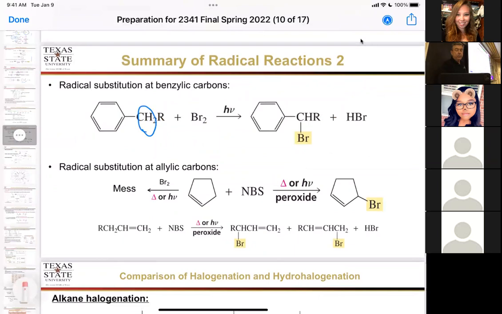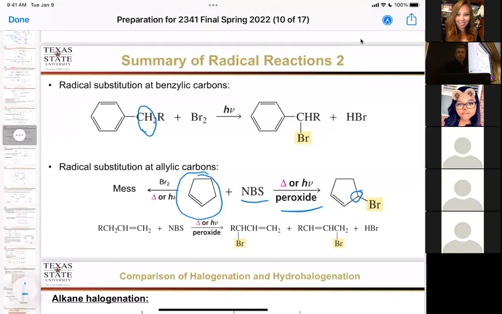And likewise, if you have a double bond and you use NBS and a peroxide, you can get allylic substitution. It's substituting next to the double bond. So it changed it up a little bit. It formed that allylic radical by hydrogen abstraction, but now that allylic radical is the one that's reacting, and you keep your double bond. So that's a really cool one to do.